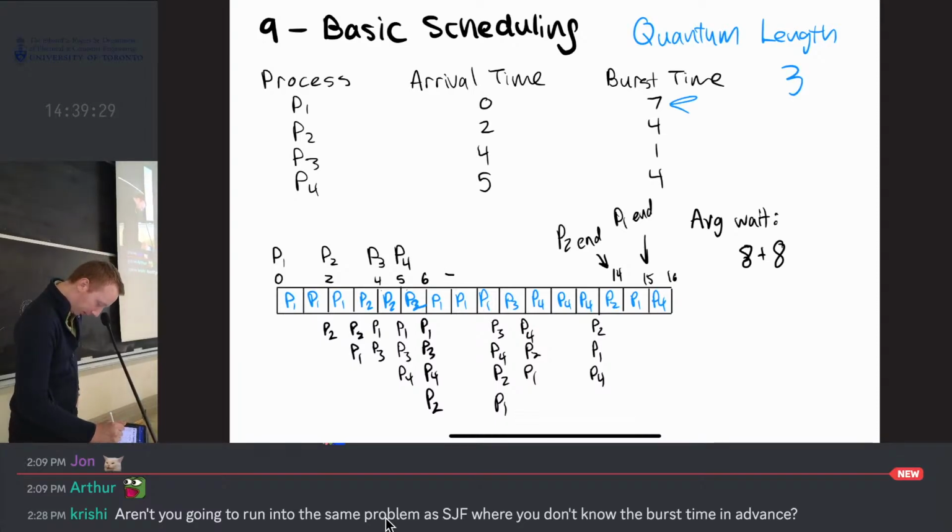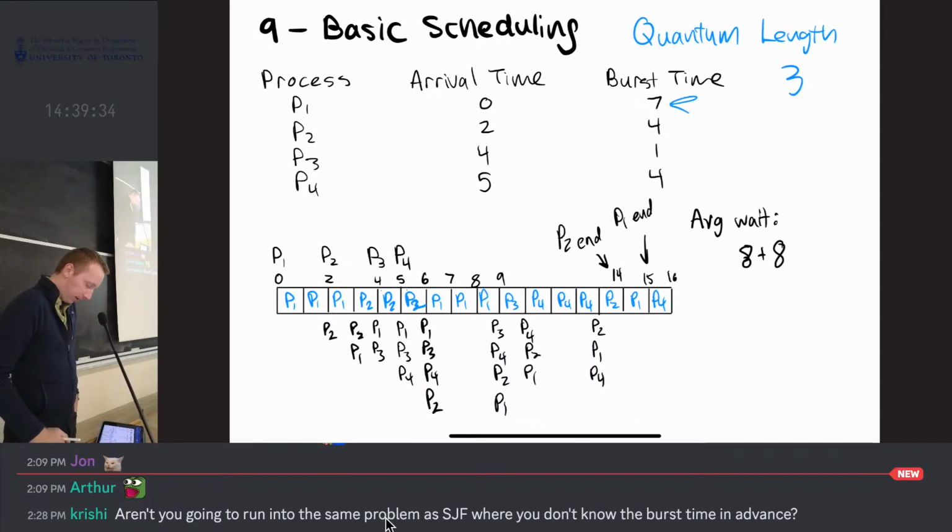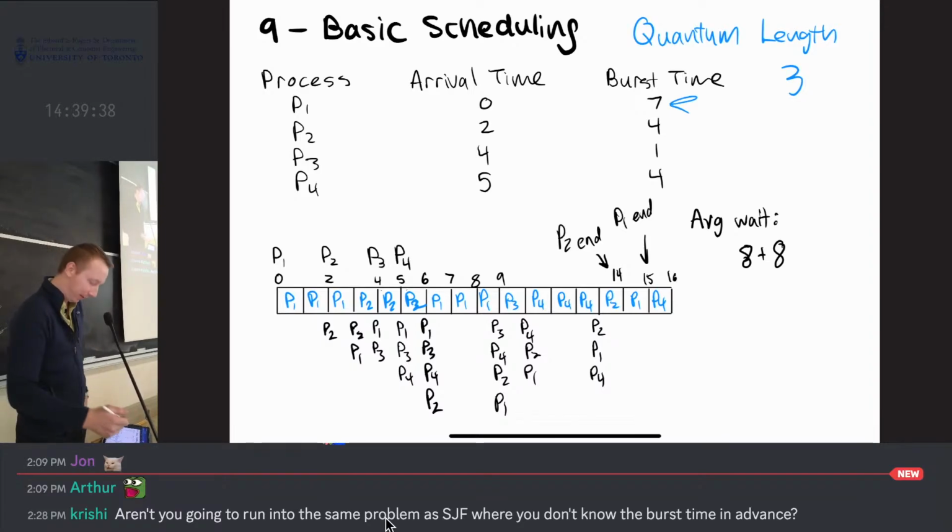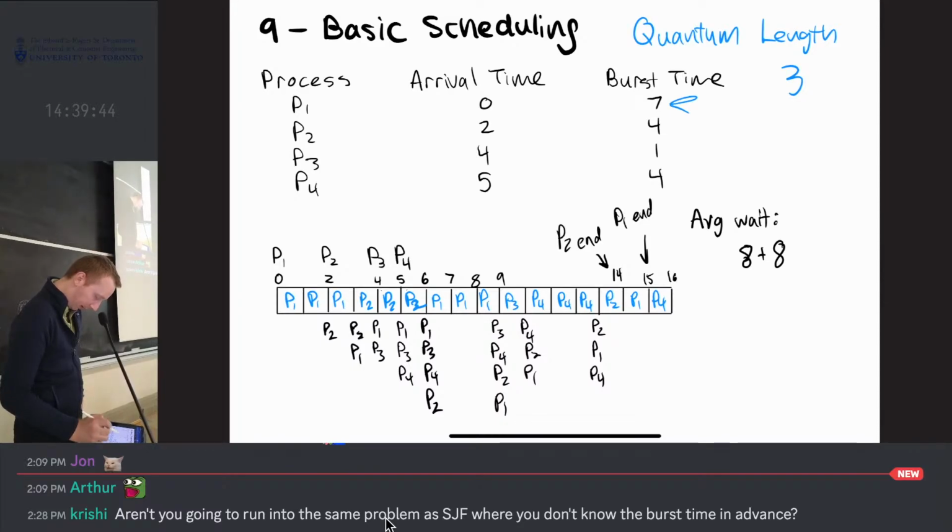P3, I will just write it out here. We could do the trick, or in this case, it doesn't really change. So P3 was waiting around for 1, 2, 3, 4, 5. Wait. Yeah, it was waiting around for 5 time units. Yep.